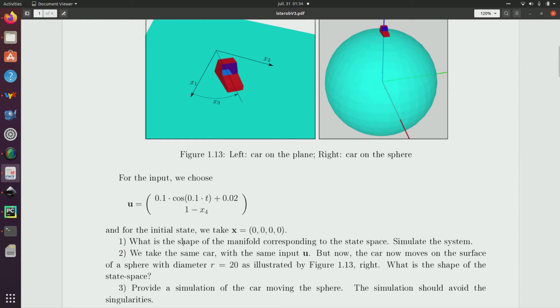For the first question, I have to give the shape of the manifold corresponding to the state space, and then I will have to simulate the system. So first I have to notice that the state at time t equals 0 is given by 0. It means that there is 0 speed, the position is 0, 0, and the heading is also 0.